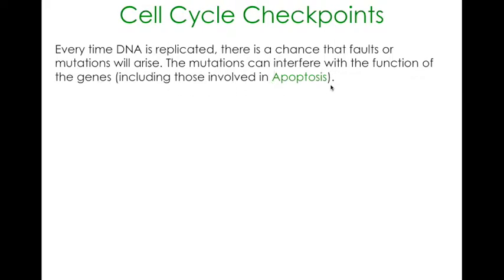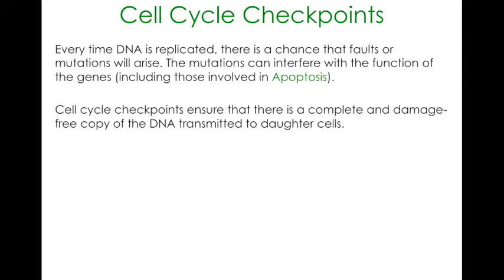And so what the cell then needs to do is check and make sure that along the way, in this delicate process, the DNA that's involved is complete and damage-free as it gets transmitted to the daughter cells. Because once it gets transmitted to these daughter cells, if there is something faulty with the DNA, it can spread. And so the cell has to go through these particular checkpoints where it checks for faults to make sure that the process is smooth. Okay?